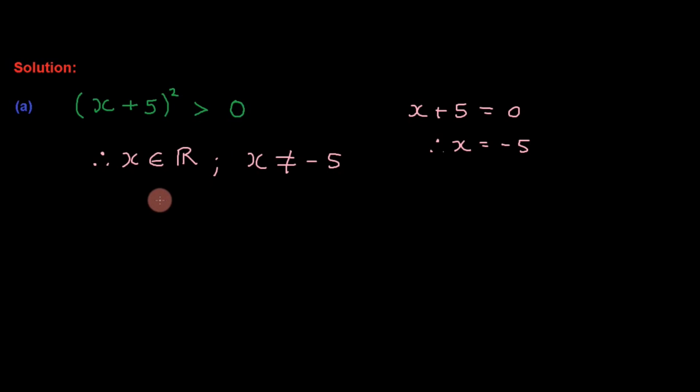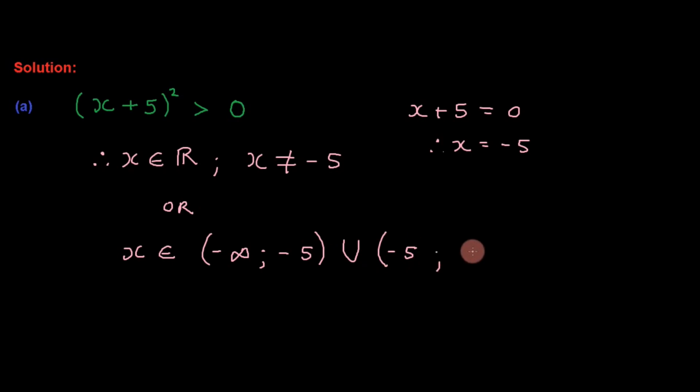Then, to give the answer in interval notation, x will be an element of the union of two intervals. So x is an element of the interval from negative infinity to negative 5, excluding negative 5, union the interval from negative 5, excluding negative 5, to positive infinity. So x is an element of the union of these two intervals.